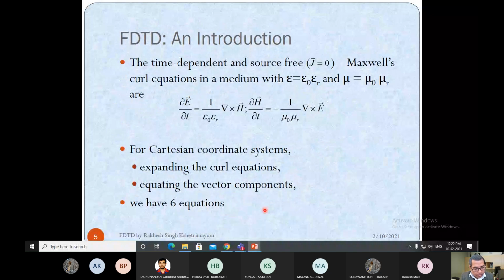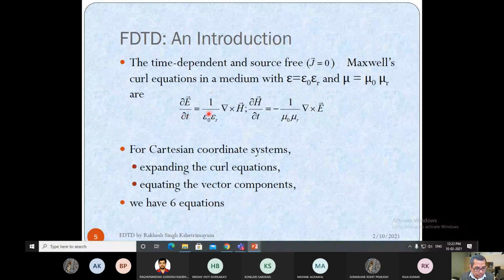That is all we do in the finite difference time domain method. Just before that, let us consider a source-free region like free space. You cannot have any charge density in free space, so J becomes 0. Your Maxwell curl equations can be represented in this form now.